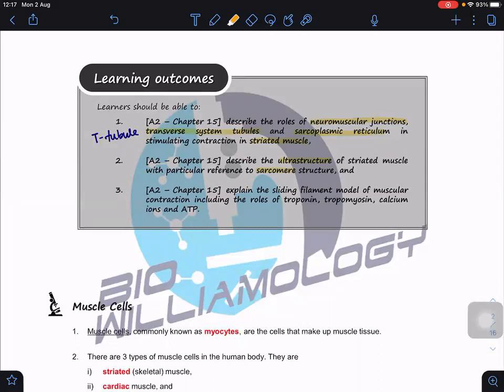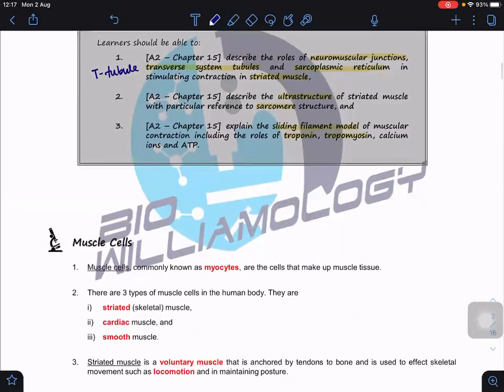And the last one, we're going to look at what we call the sliding filaments model, or the muscular contraction, involving the role of a few proteins. One is troponin, tropomyosin, calcium ions, and also the ATP. And besides these, we're going to look at a few kinds of myofibers, termed as actin filaments, as well as the myosin.